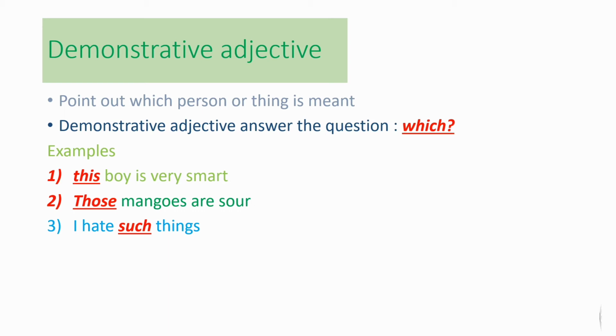Now coming to examples of demonstrative adjective. The first one is: this boy is very smart. So the underlined word this is a demonstrative adjective because it points out the boy. In the second example, those mangoes are sour. So the word those is a demonstrative adjective because it points out the mangoes.